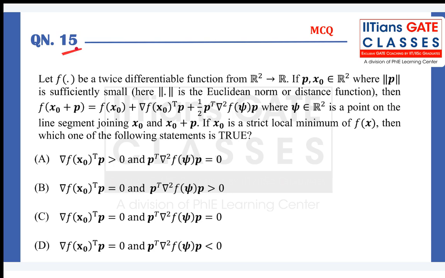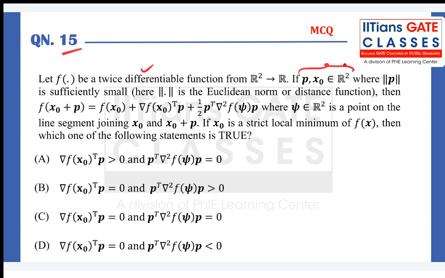For mechanical or aerospace courses. Okay, so nonetheless, let's see. They are saying it is a twice differentiable function f which maps R2 to R. So it takes two inputs and gives one real output. And this is your hint. Okay, so they are saying p and x naught are in R square.